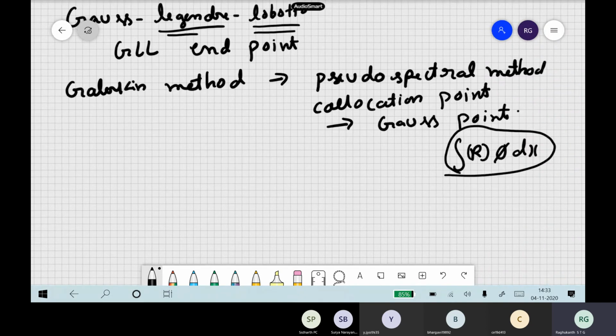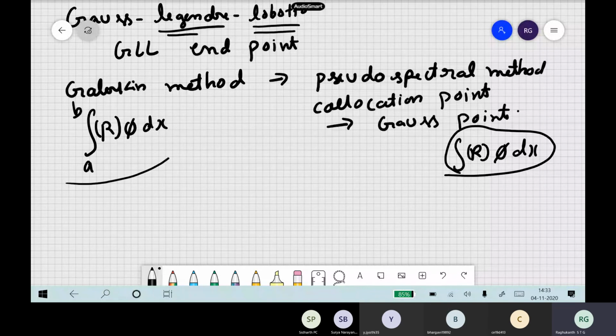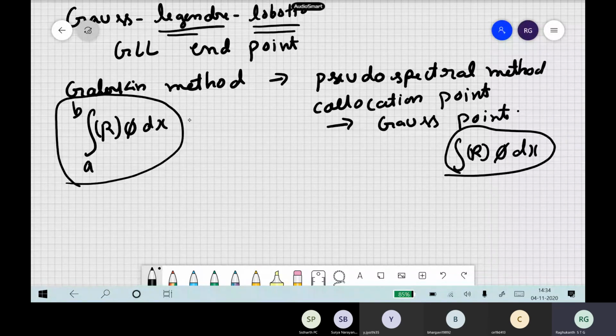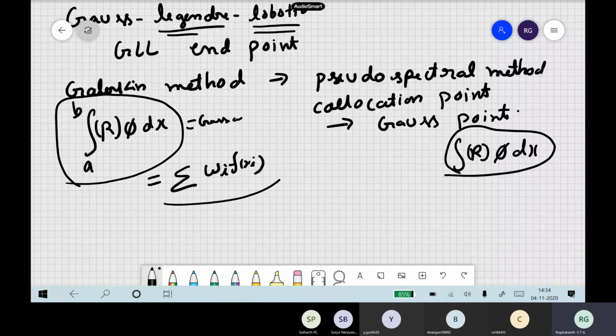Finally, in the Galerkin method you have this type of function only: the residual R multiplied by phi, as an integral. So now how do you solve the integral? Suppose you solve this integral also using Gaussian quadrature. Then the Gaussian integral is also just a summation only. Just now we have seen the w_i times f of x_i. So this is the same as the pseudo spectral method, which is interpolation.